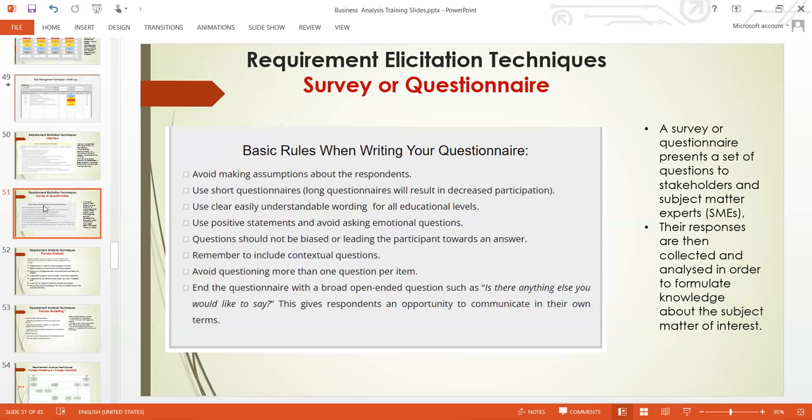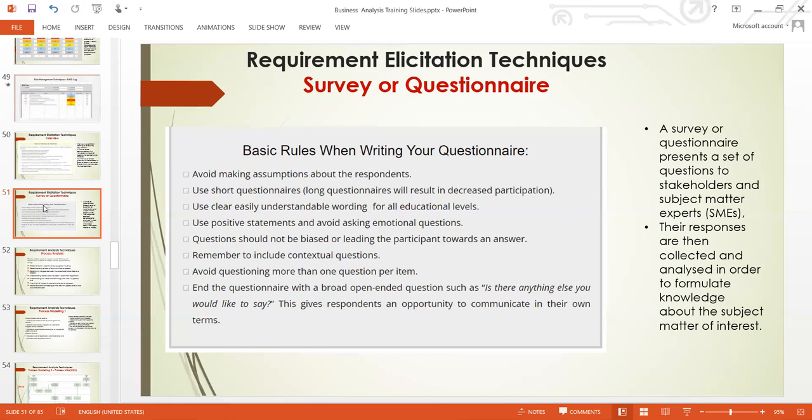Remember to include contextual questions. Not every question needs to be yes or no. At least put some questions for them to make some input. Avoid asking more than one question per item. Yes, there is no need for repetition. End the questionnaire with a broad open-ended question such as, is there anything else you would like to say? Yes, give them opportunity to make their own input.